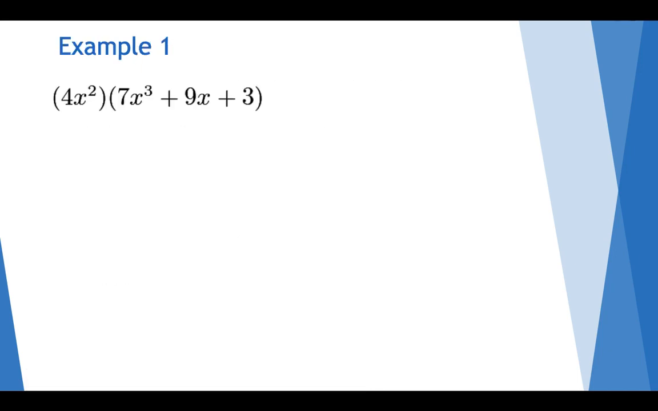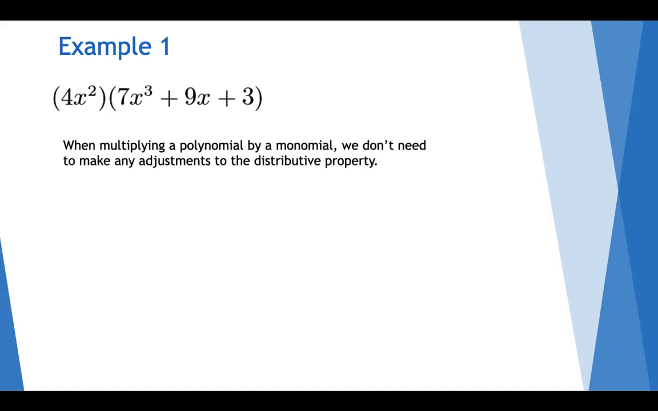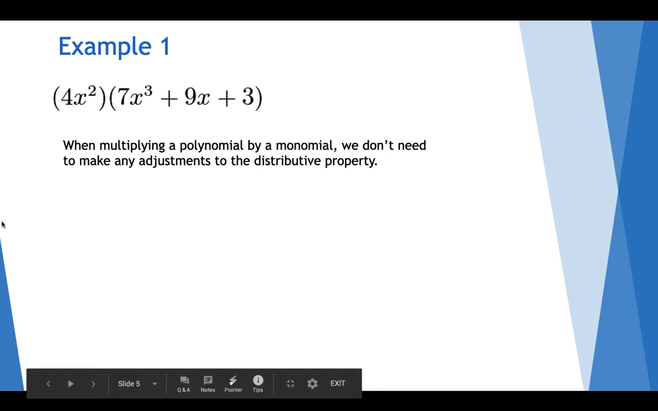Here's a good example. 4x squared times 7x cubed plus 9x plus 3. So when you're multiplying a polynomial by a monomial, we need to make absolutely no adjustment to the distributive property. So let's just distribute this 4x squared term out to every term in the trinomial.